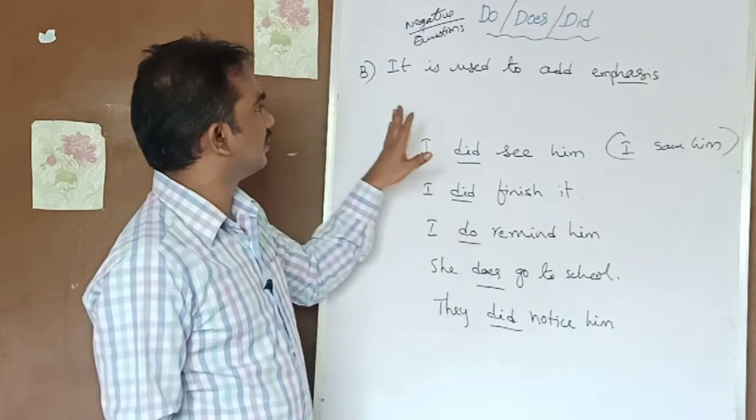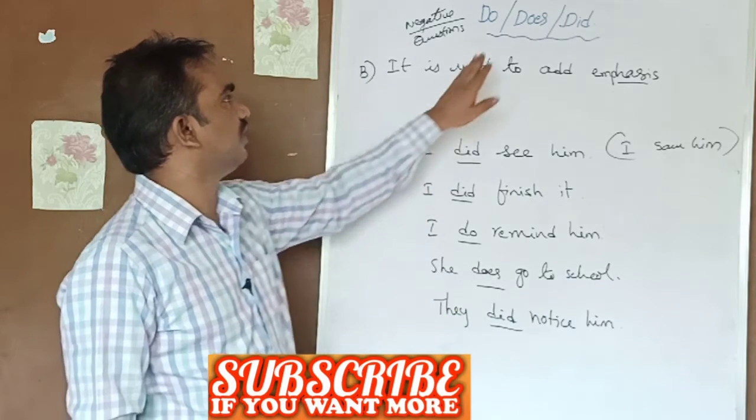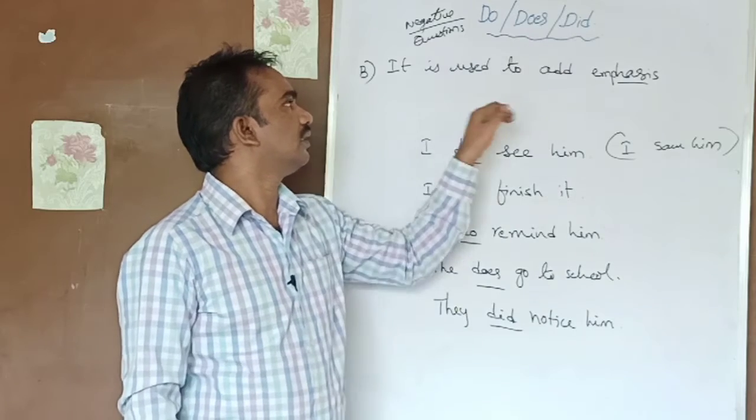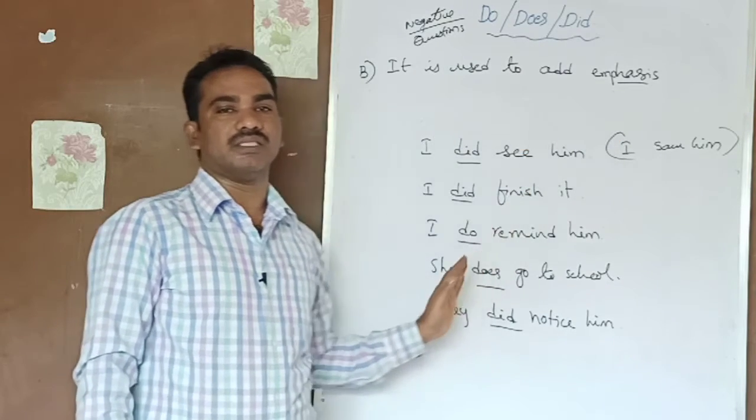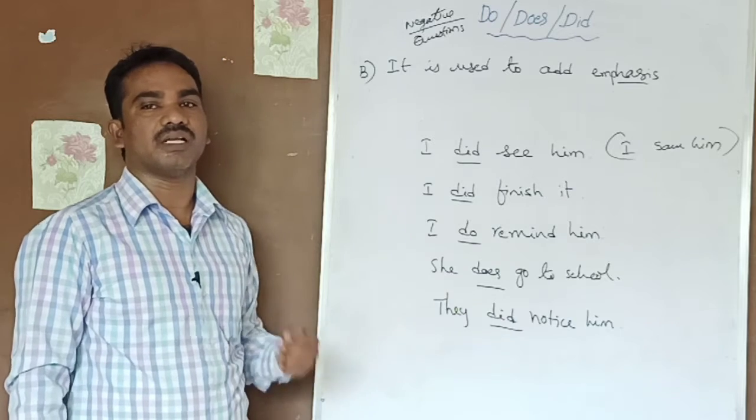So this is the one thing we need to remember. We use do, does, did to add some emphasis in a sentence. Let's move to the next point.